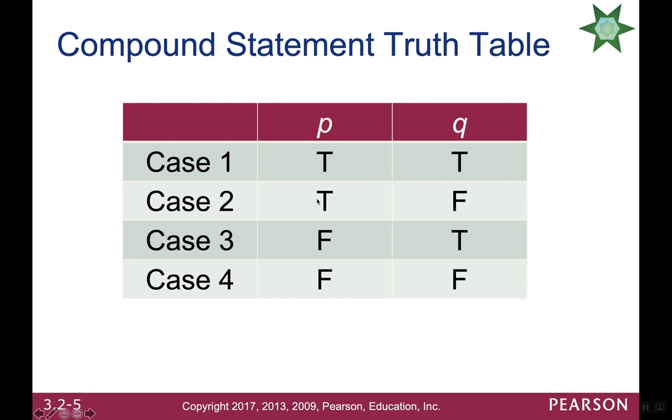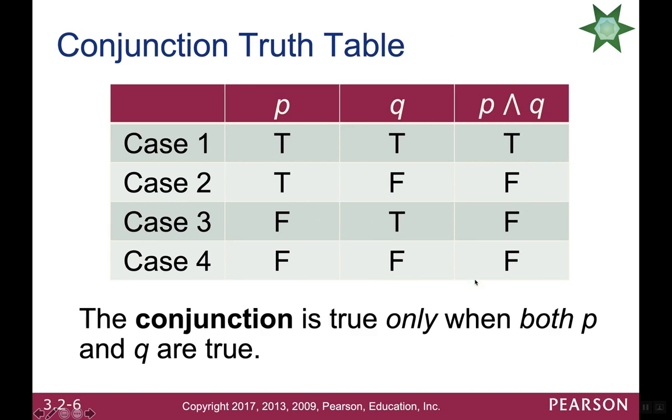Case 2, one statement, some dogs are brown, may be true, but the other one is false: not all dogs are white. Case 3, not all dogs are brown, but Q, some dogs are white. In case 4, not all dogs are brown, and not all dogs are white. False and false.